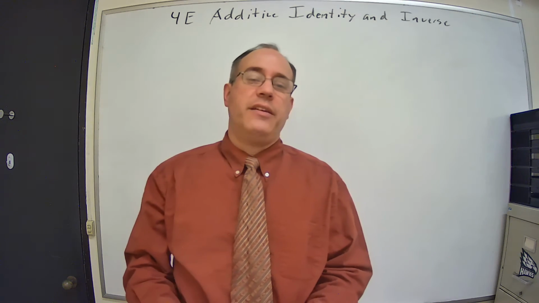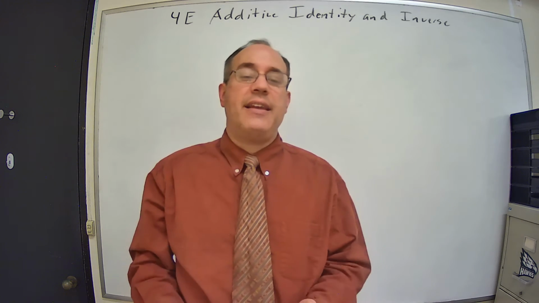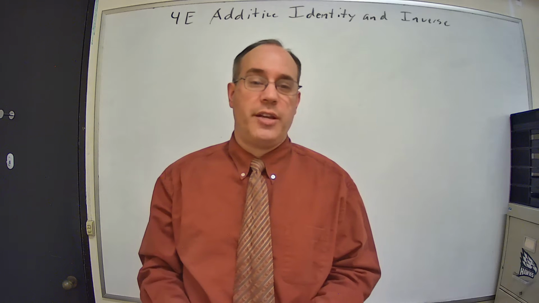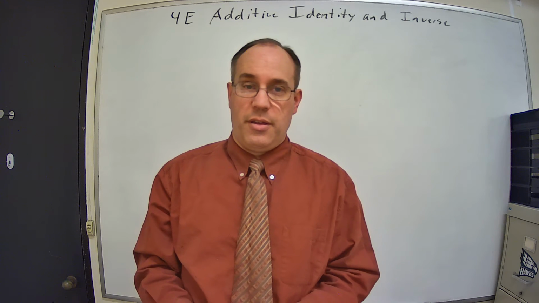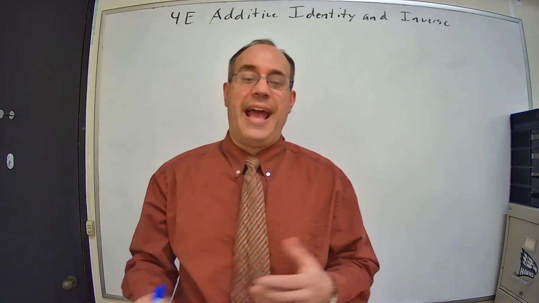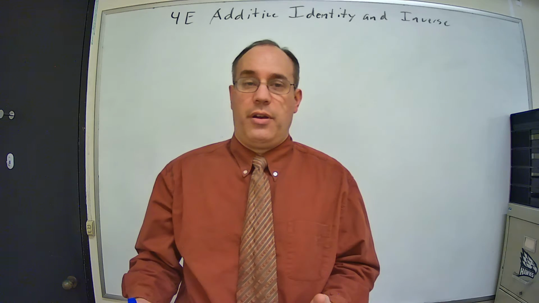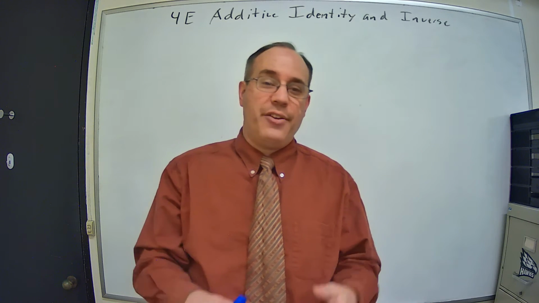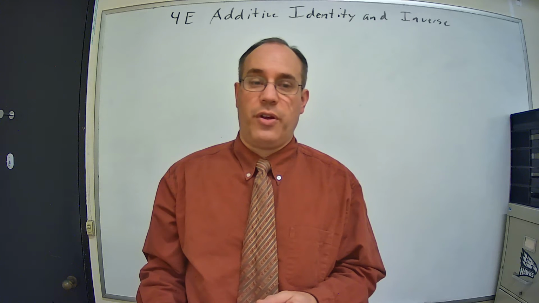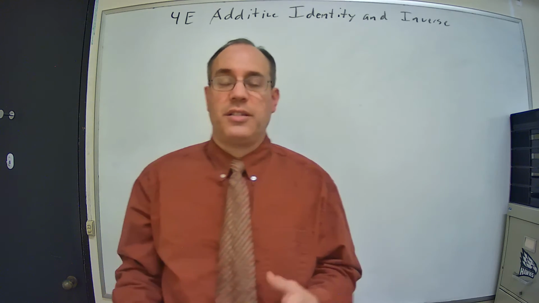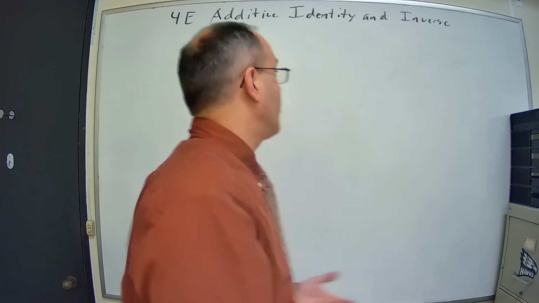4E, Additive Identity and Inverse. In mathematics, an identity is a number that does not change the other value as a result of the operation. So if we're dealing with an additive identity, the identity is a number that when added to the original number gives you the original number as the result. So in addition, obviously that number would be 0. The additive identity is 0.